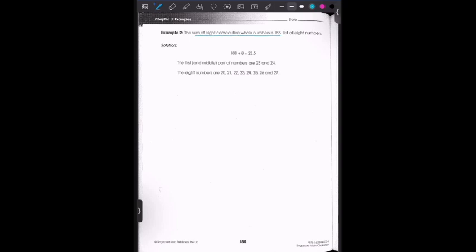And so we have 8 numbers involved. 188 divided by 8 is going to be 23.5. And so the middle pair of numbers are going to be 23 and 24, because 23 plus 24 divided by 2 is going to give us 23.5. And so the 8 numbers, with 23 and 24 in the middle, are going to be 20, 21, 22, 23, 24, 25, 26, and 27.